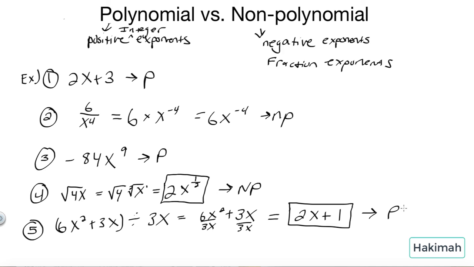As a recap, polynomials have positive integer exponents, and must be able to be written without division while keeping positive integer exponents. So if you have division and you change it so that it doesn't have any division, your exponents should remain positive in order for it to be a polynomial. Non-polynomials have negative exponents or fraction exponents, and can only be written using division.